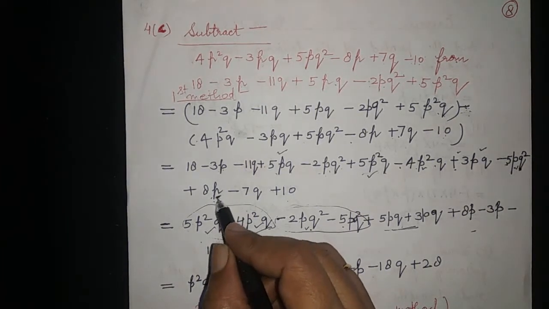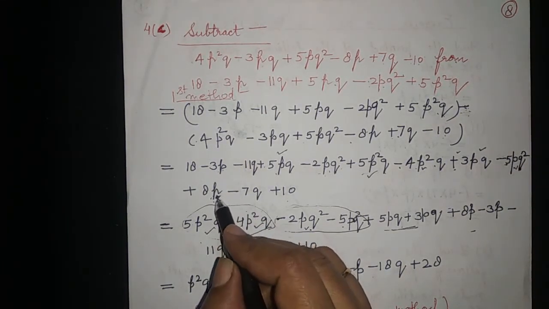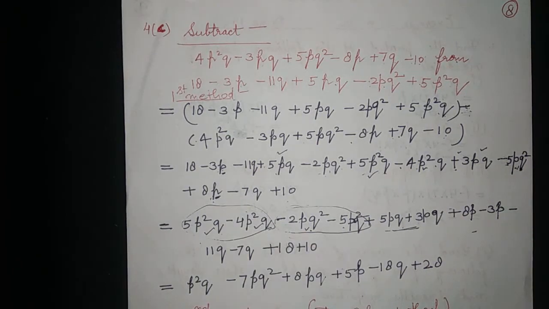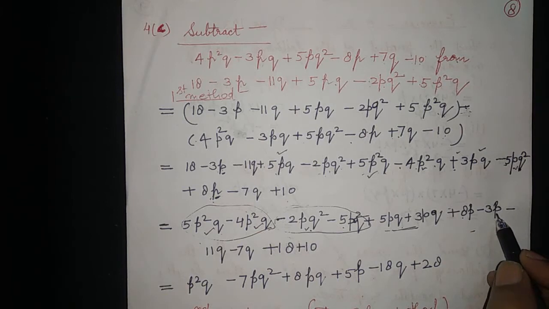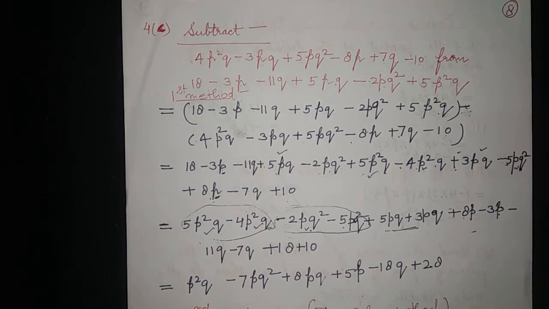8p here you can see, and which one is like 8p? This 3p. Okay, minus 3p. So 8p and minus 3p you have written. Clear? Now what we have to write?